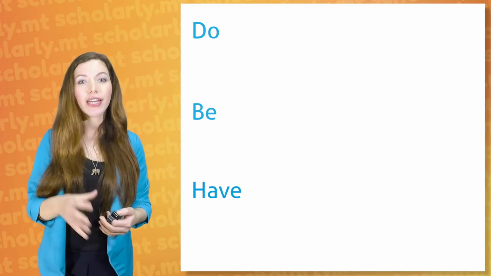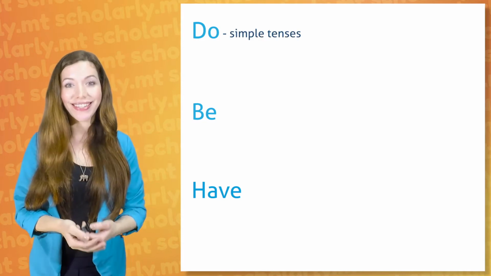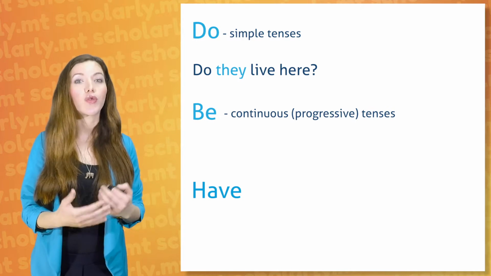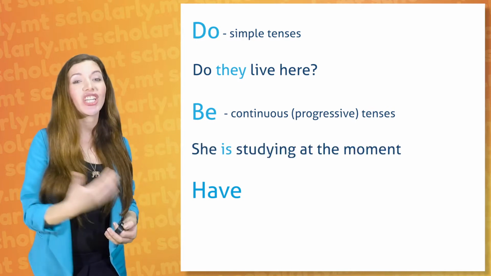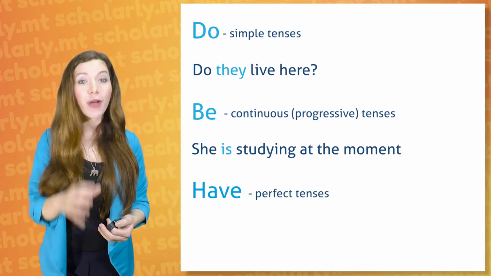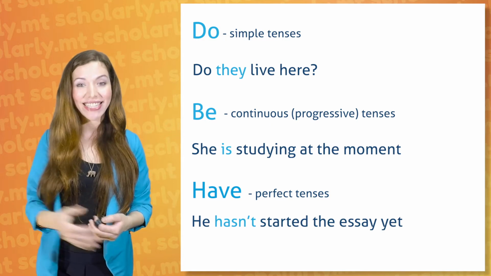So let's have a look at the first auxiliary verb, do. Do exists in simple tenses. Do they live here? Be exists in continuous or progressive tenses. She is studying at the moment. Have exists in perfect tenses. He hasn't started the essay yet.